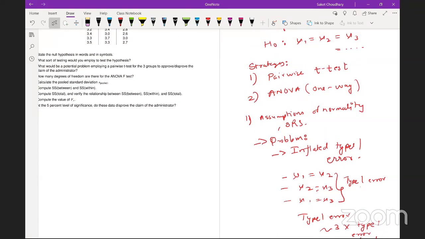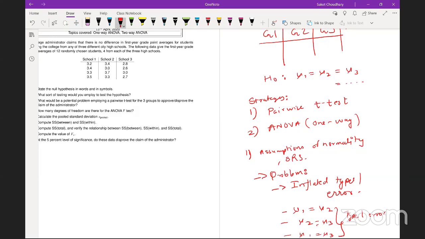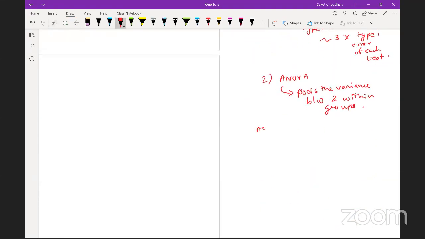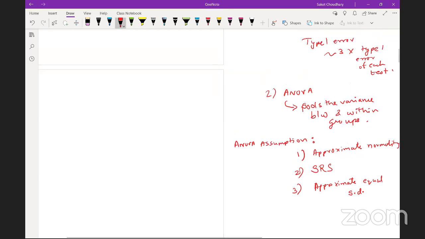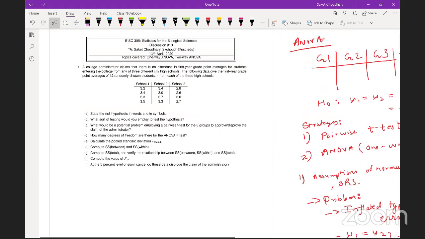Okay, so the motivation to do ANOVA is that we are interested in testing hypotheses where multiple groups are involved, and we can't really do a t-test because it would lead to an inflated type 1 error rate. That said, there are still assumptions that need to be satisfied. These are assumptions for ANOVA. The first assumption is approximate normality for each of the individual groups, the second is that they are simple random samples, and the third is approximately equal standard deviations or variances within each group. These are not very hard assumptions, but they are required for doing an ANOVA analysis.